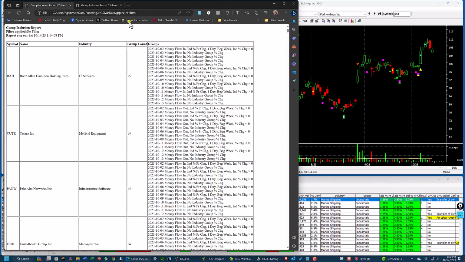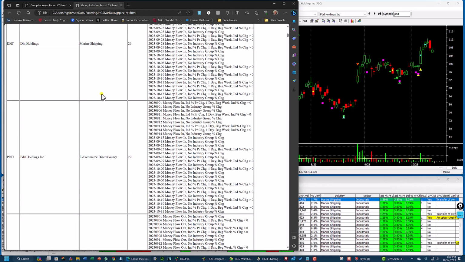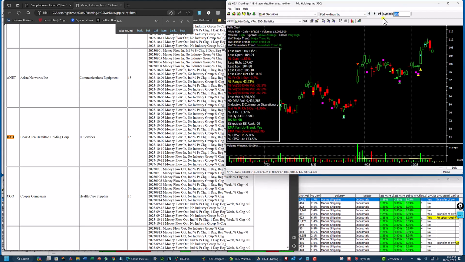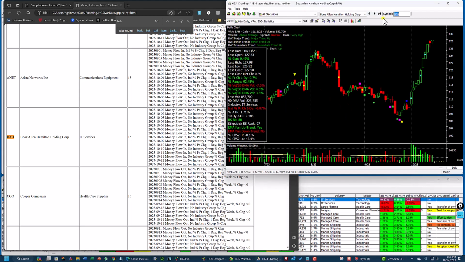What am I looking for? BAH. I'm going to do a Control F. BAH. And this one really didn't start until September, but we did catch that. It did catch that one on the big move up. Let's review it though. That right here is when it showed up on 10-2. Right here, if you look down here, you can see it's 10-2.